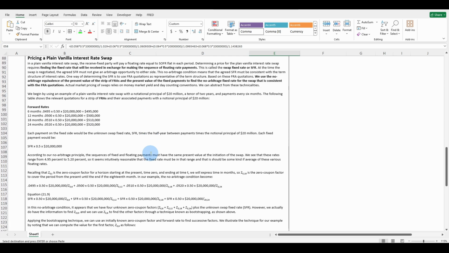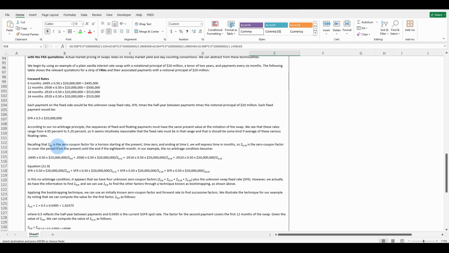With that, according to our no arbitrage principle, the sequence of fixed and floating payments must have the same present value at the initiation of the swap. We see that these rates range from 495 to 520. So it seems intuitively reasonable that the fixed rate must be in that range and that it should be some kind of average of these various floating rates.